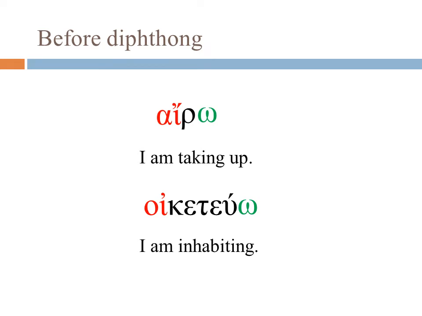Before a diphthong, it takes the same rules as it did before vowels. The only thing that you need to remember is, since the vowel is being expanded, if this is an iota diphthong, the iota will subscript. So, I am taking up is airo. If I put an epsilon up there, I'm going to get an eta with an iota subscript. And if I put secondary endings, I get aeron. I was taking up.